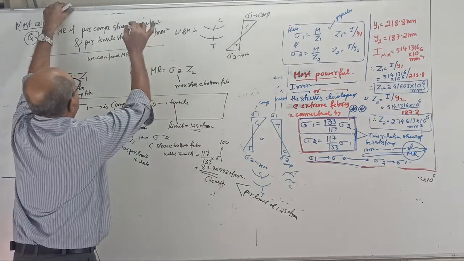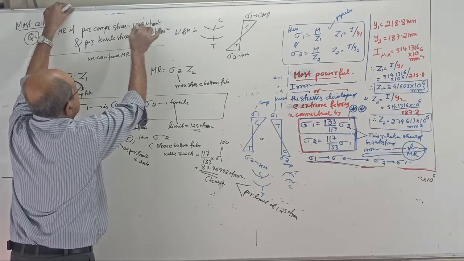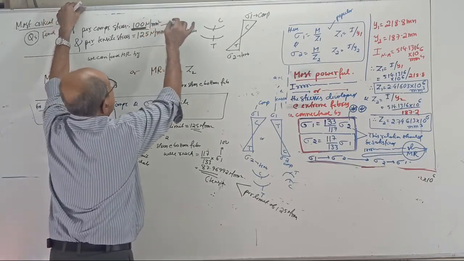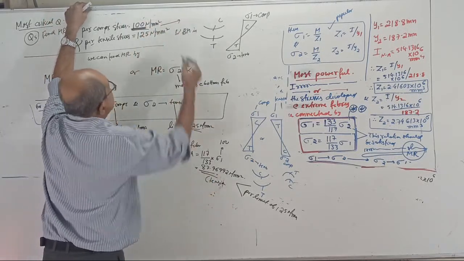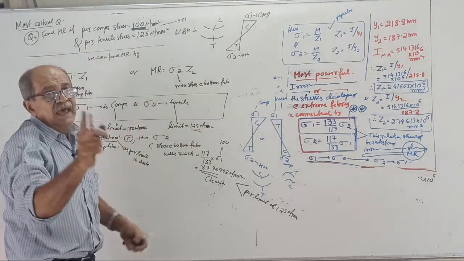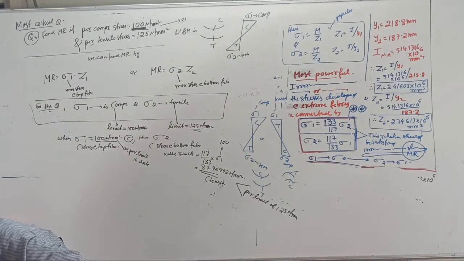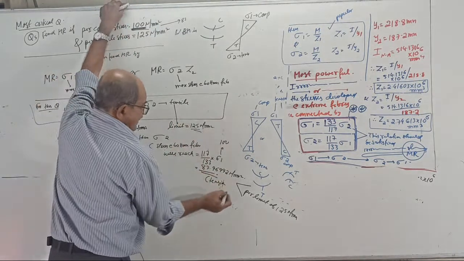Suppose you allow compression to reach 100. Then tension will come to 87 point something, which is less than 125. Safe or unsafe? Safe. That is safe.